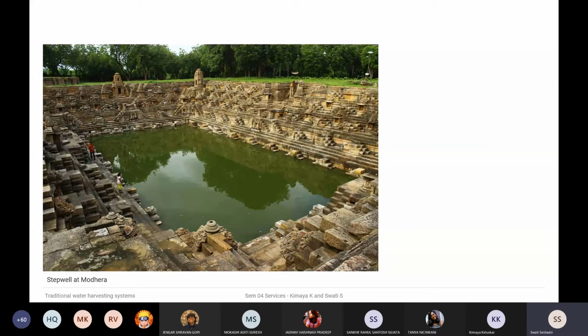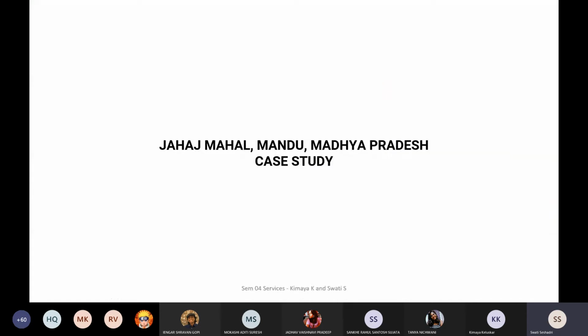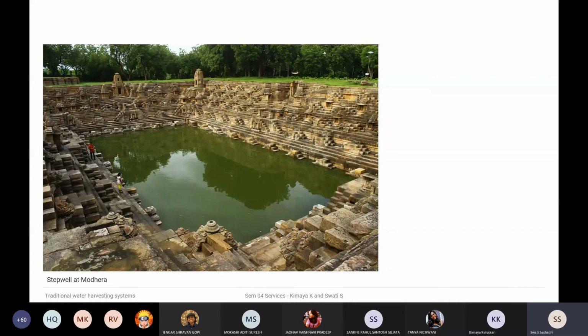It is an open tank. It is going to help you with providing water to the settlements close by, and then there are many other aspects to the architectural intervention in terms of how you want to design it further. So I think that's where we are at in the stepwell section. So we can probably discuss this part of it.